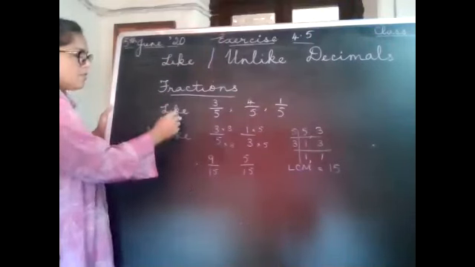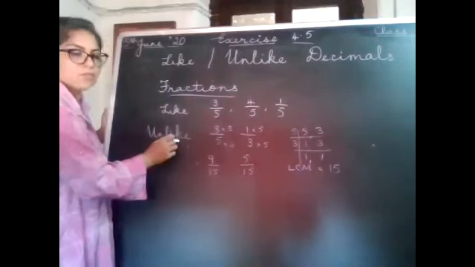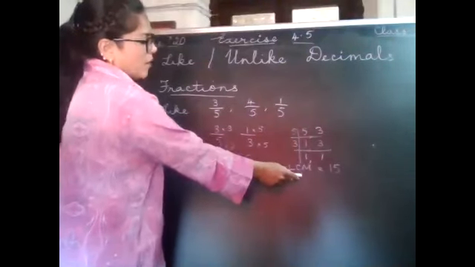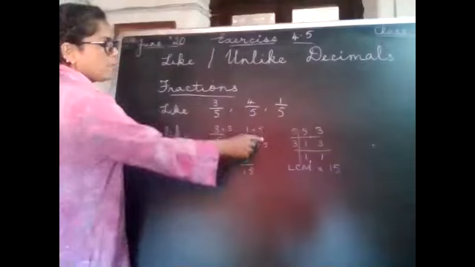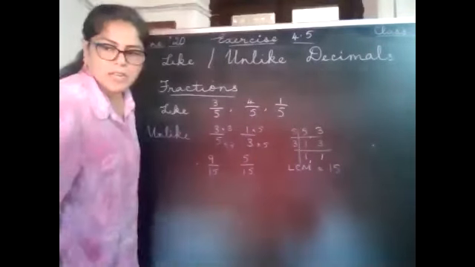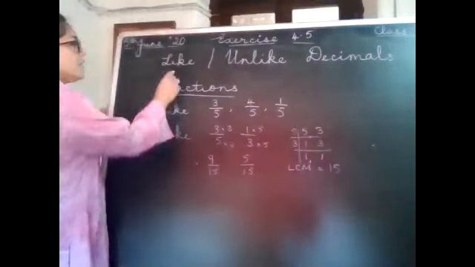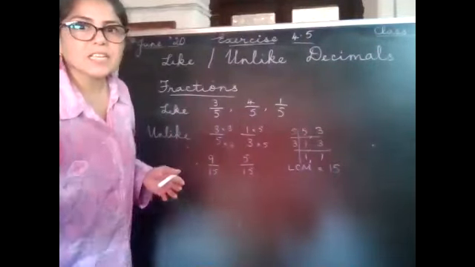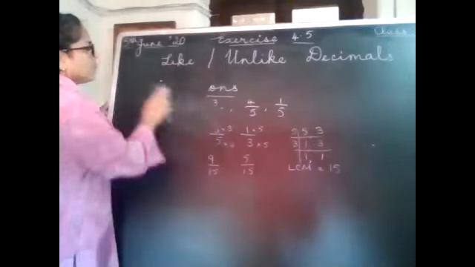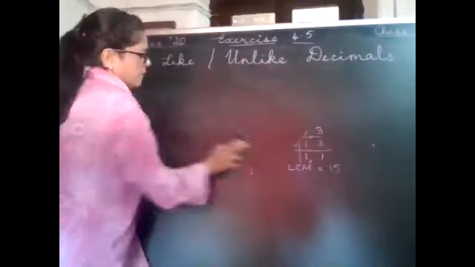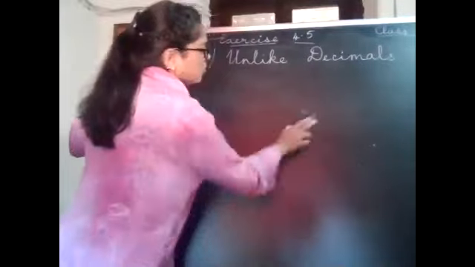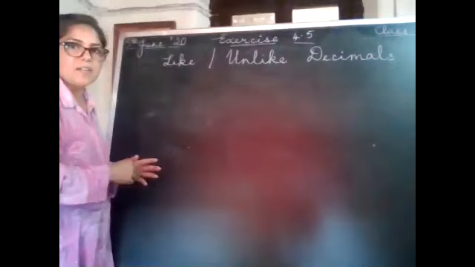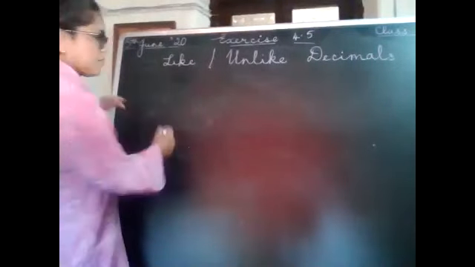So, in fractions, we already learned how to change from unlike to like, and the procedure was quite lengthy. You had to find out the LCM and do the multiplications, and finally you would get it. But when it comes to like and unlike decimals, it is comparatively easy. And what is that? Before we learn about changing from unlike to like, let us first understand what are like and unlike decimals.